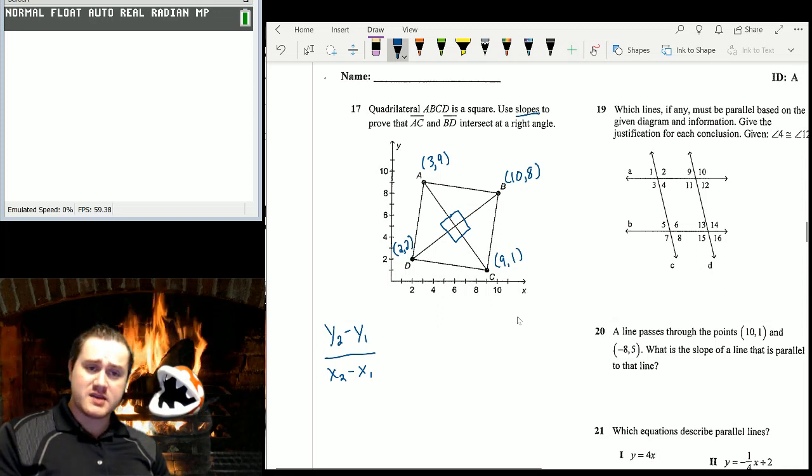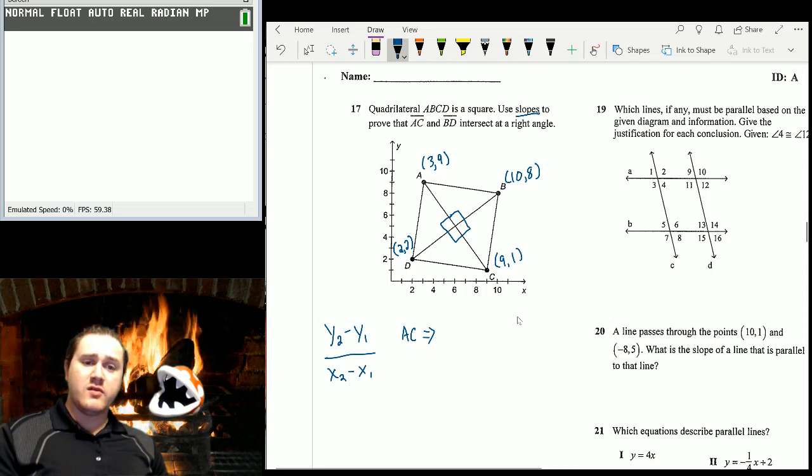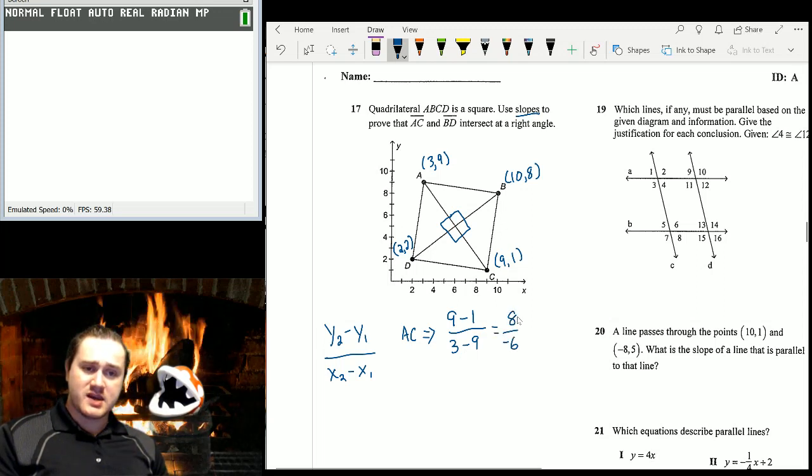We're using AC first. So for AC, the slope that we're going to look at, we take a y, which I'm going to pick 9 first. So I'm using the y value on A, 9. I'm going to subtract the y value on C, which is 1. So 9 minus 1, over, since I start off with A, I'm going to start off with A on the bottom, 3 minus 9 here. So 9 minus 1 is 8. 3 minus 9 is negative 6. However, we need to reduce that to negative 4/3.